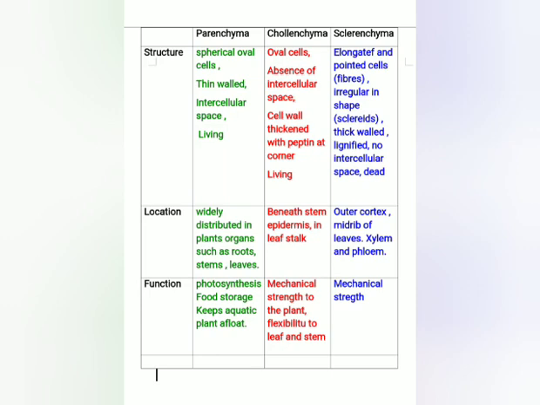Parenchyma tissue is the most common type of plant tissue that makes up the various plant organs such as root, stem and leaves. The parenchyma tissue is made up of thin-walled living cells. Their cell wall is made up of cellulose. They have a large vacuole. They are spherical or oval in shape and have intercellular space between the cells. They store food and water in the roots and stem of the plants.